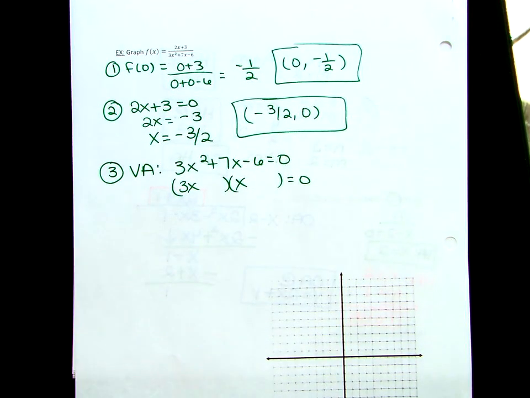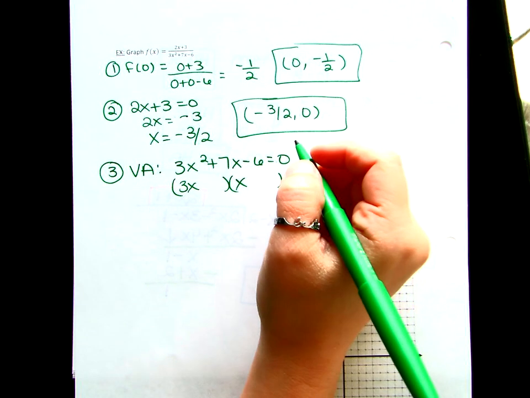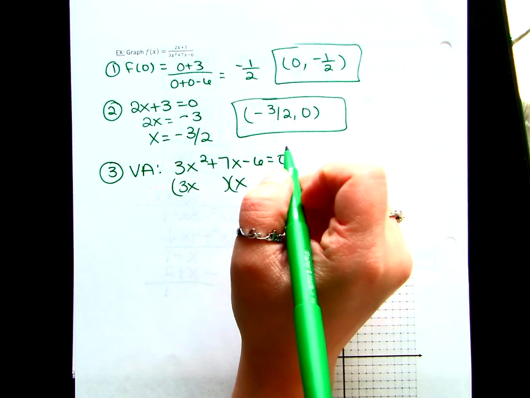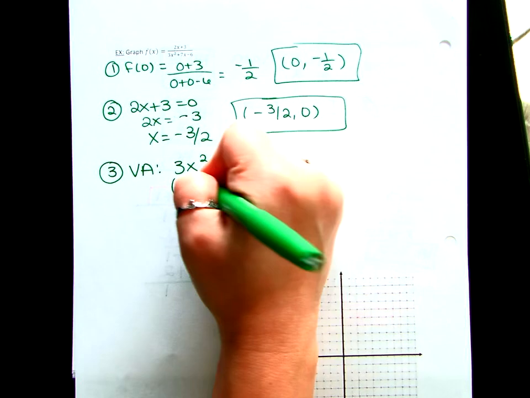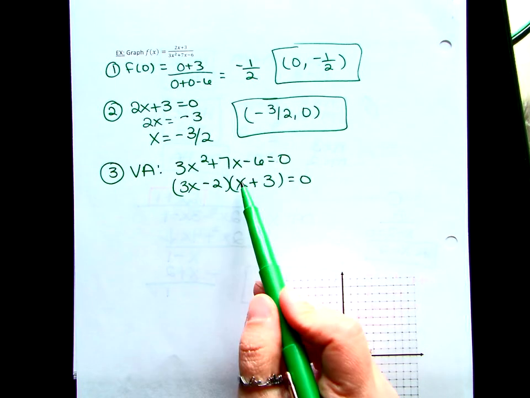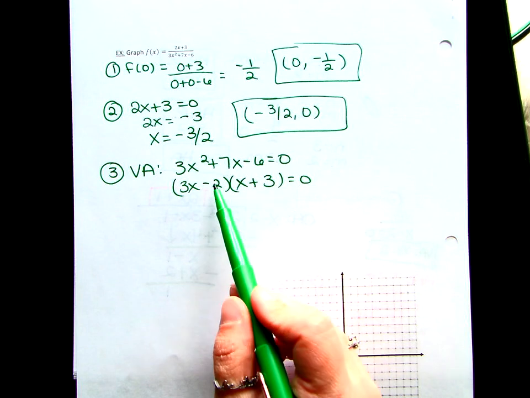Factors of 6 multiplied by 3 will give us 7. We're probably going to use 2 and 3, maybe a -2 and a +3. Because if we do FOIL, we get 3x squared, then a positive 9 minus 2, which will give us a positive 7x and a negative 6.